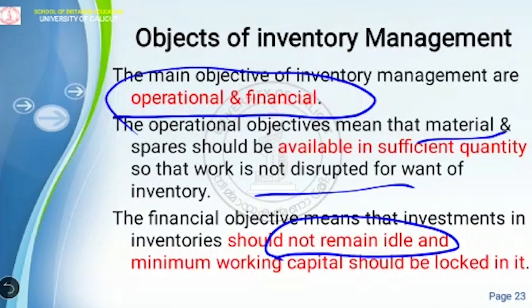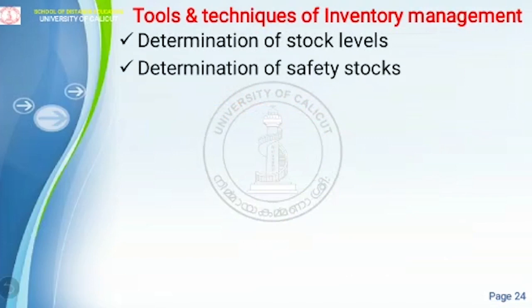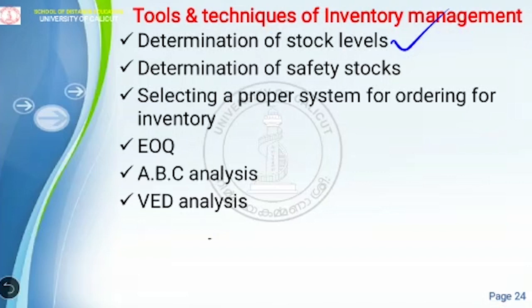So what are the objectives of inventory management? Why are we managing inventory? We have two major objectives, financial and operational. Operational means materials and spares should be available in sufficient quantity at the right time, so that work is not disrupted. But the financial objective is that investment in inventory should not remain idle. A lot of investment in inventory or raw material should not remain idle in our stores, or it will lose financial value.